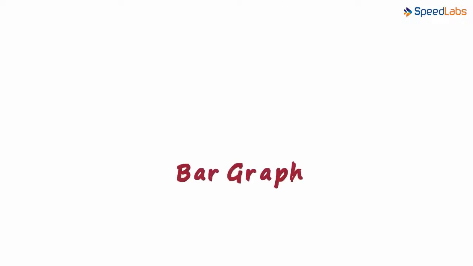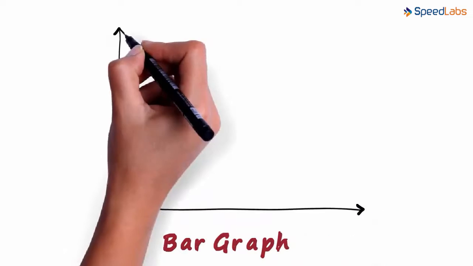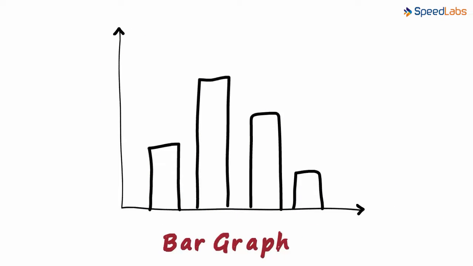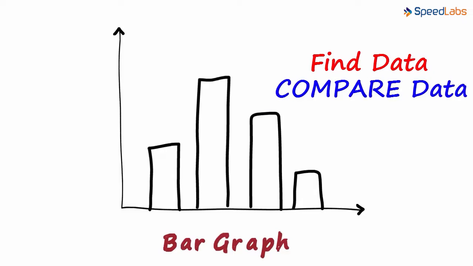What does a bar graph look like? It has two lines which are perpendicular to each other like this, and we have a few bars like these to denote each category. The lengths of the bars can be used to find data as well as compare data. But how do we draw or construct a bar graph?